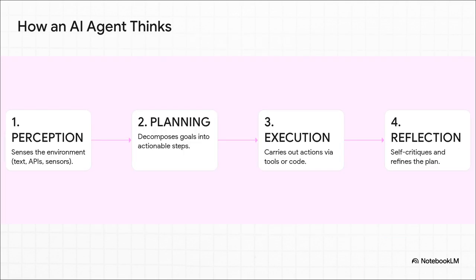So how do they actually do it? Well, they're basically operating in this constant cognitive loop. First comes perception. They read the state of their world through text, sensors, or APIs. Second is planning. They decompose the goal into smaller steps, just like we talked about with rule number 1. Third is execution. They actually take action using tools. And fourth, and this is the most crucial step, is reflection. They analyze the outcome, critique their own performance, and then adjust the plan. This loop is what allows them to navigate our complex, dynamic world.